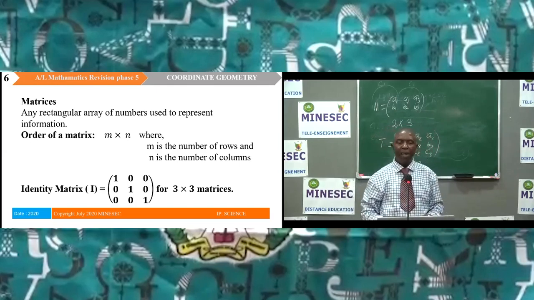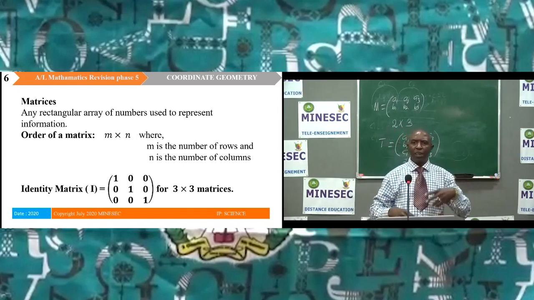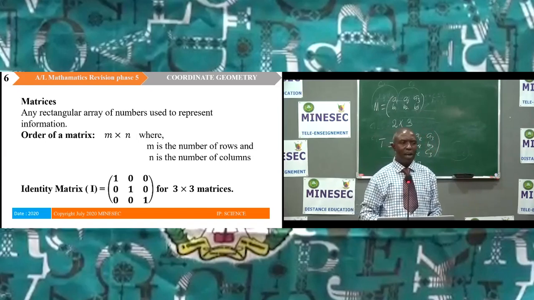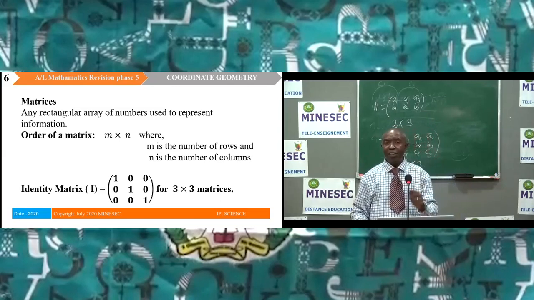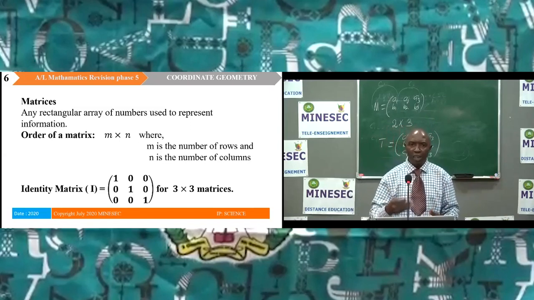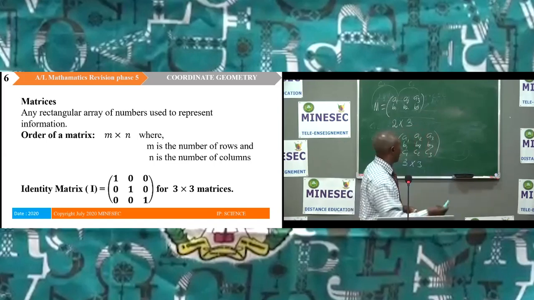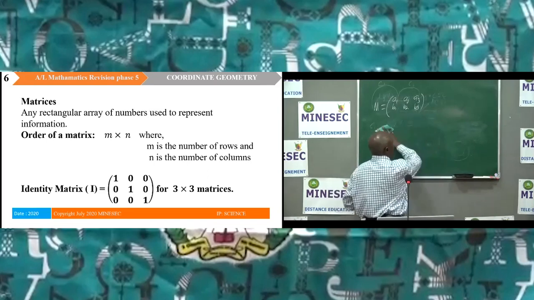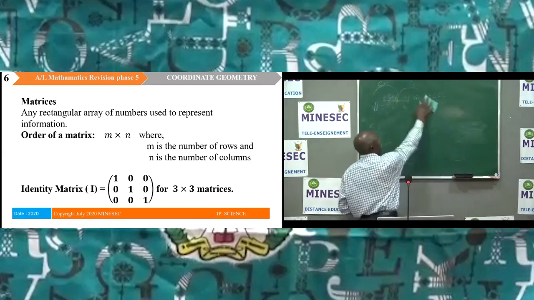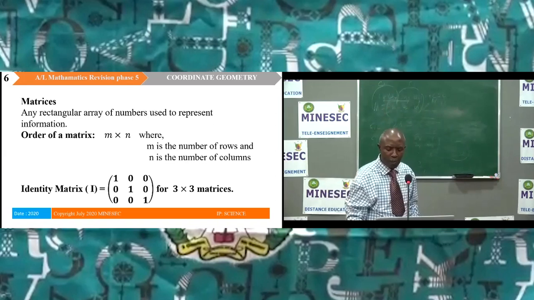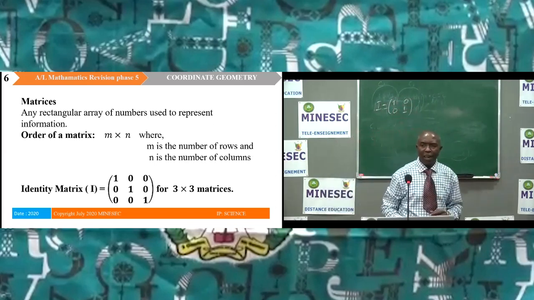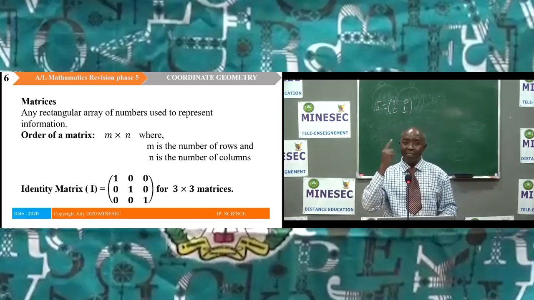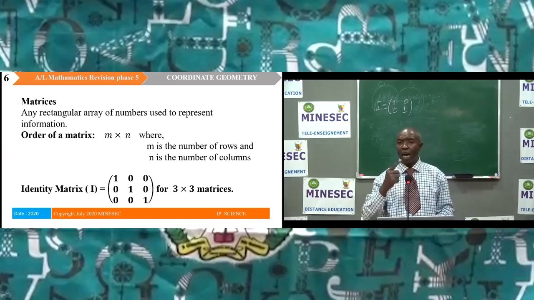Identity matrix. There are other types of matrices: a rectangular matrix, a square matrix, a column matrix, a row matrix, and we can mention as many as possible. But why are we looking at the identity matrix? The identity matrix is one of the most important matrices that we most often need to use. The identity matrix we find on the board is a 3x3 matrix. We also have a 2x2 identity matrix, I equal to 1, 0, 0, 1. If you observe, for an identity matrix, all the entries are 0 except those of the leading diagonal, which are all 1.